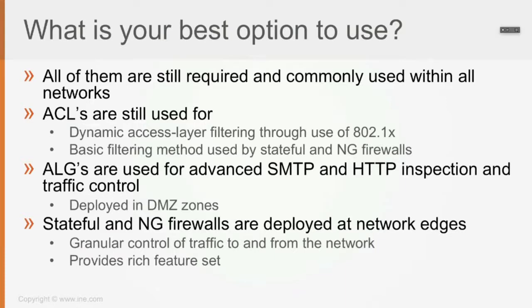And then stateful and next generation firewalls are going to be deployed always at network edges, because you want as much control as possible on traffic going back and forth from the internet and to the internet. So why are you going to use stateful or next generation firewalls? Because those provide a rich feature set that's highly required nowadays. So as you can see, each of the firewalls which we've been discussing are still going to be heavily used in all networks, but for different purposes.